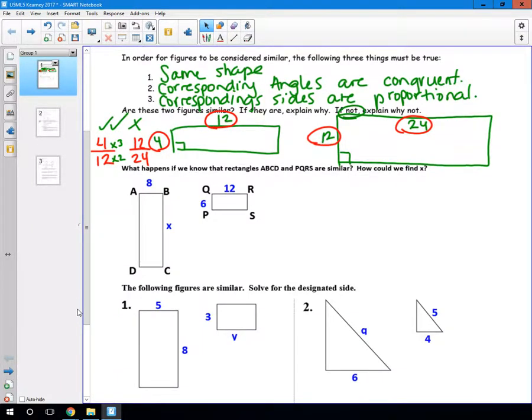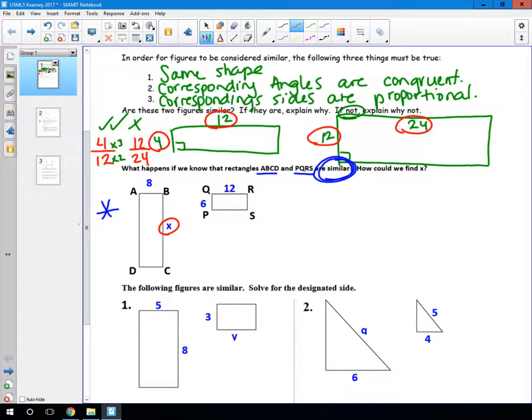So, let's look at a practice problem. This next practice problem here is telling you that we have 2 rectangles, ABCD and PQRS, that are similar. That means that we know they're similar, we've just got to find the missing sides. So if we know they're similar, we know they're the same shape, we know their angles are the same, and we know their sides are proportional. So since their sides are proportional, I can set up a proportion to solve for that missing side, which is kind of what we've been doing the past few days.